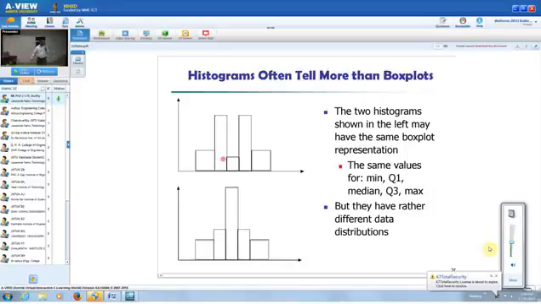But if you consider the box plot for these two, the box plot is the same, but the histogram is different. So see, why is the box plot the same? Your minimum is the same here. Your quartile Q1 is the same; the median, Q3 and max are the same for both distributions.